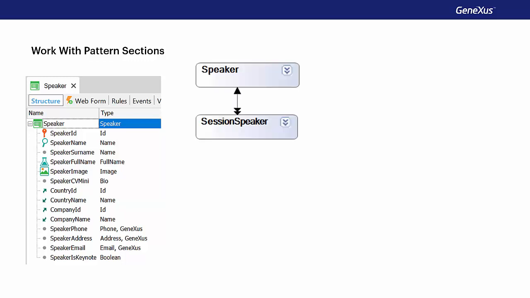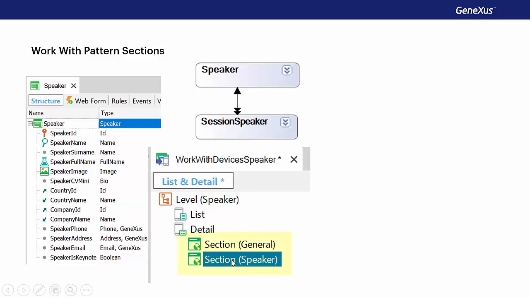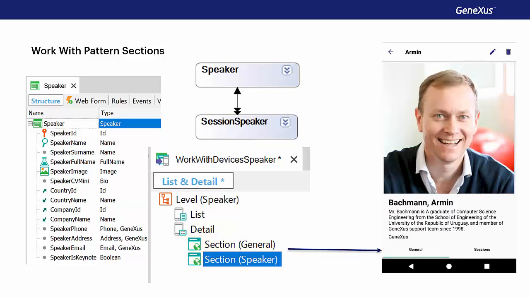Even though the transaction has only one level, with base table speaker, there is a subordinate table for this one, that's session speaker. There is an n-to-1 relation. Therefore, when the pattern is applied, two nodes will be generated under the detail node, namely the general node and the node for session speaker. In runtime, when a speaker is selected, we'll see the general node and we'll also have the possibility of viewing the information about sessions in the Sessions tab.